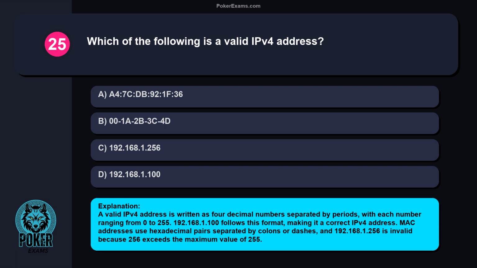A valid IPv4 address is written as 4 decimal numbers separated by periods, with each number ranging from 0 to 255. 192.168.1.100 follows this format, making it a correct IPv4 address. MAC addresses use hexadecimal pairs separated by colons or dashes, and 192.168.1.256 is invalid because 256 exceeds the maximum value of 255.